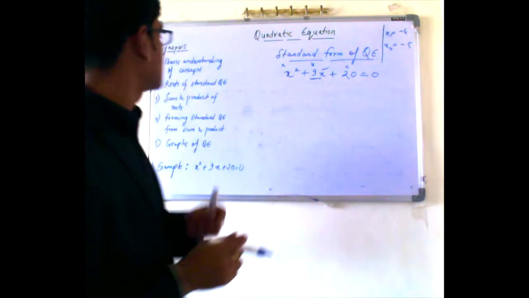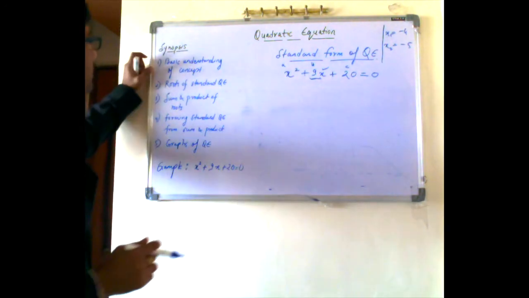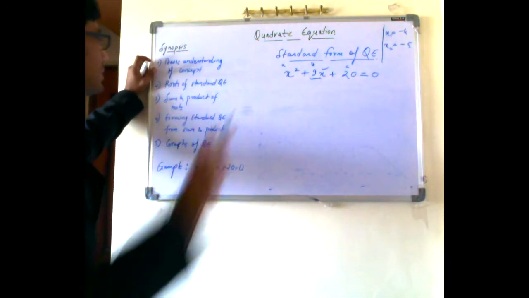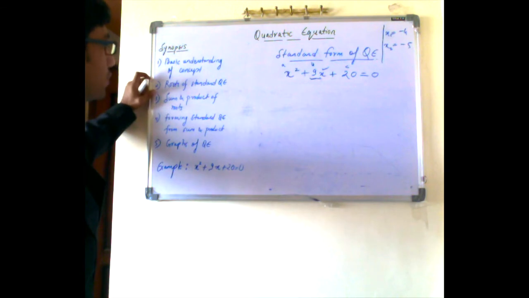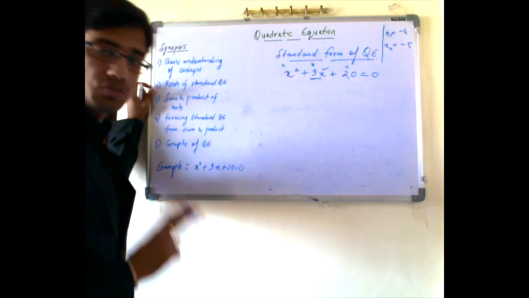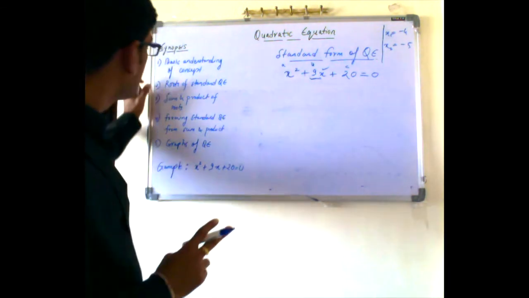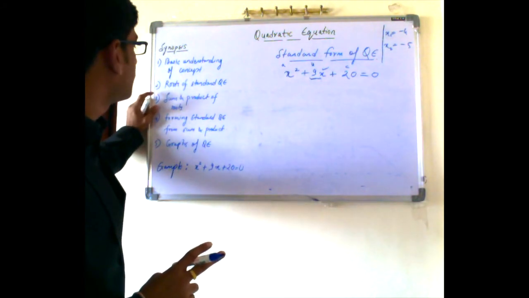So x square plus 9x plus 20. We understood the basic concept of what this equation was, a, b, c. We understood the roots of the standard quadratic equation by two different methods: one was splitting of the middle term, the second was the formula method. Now we understand what the sum and product of roots are.